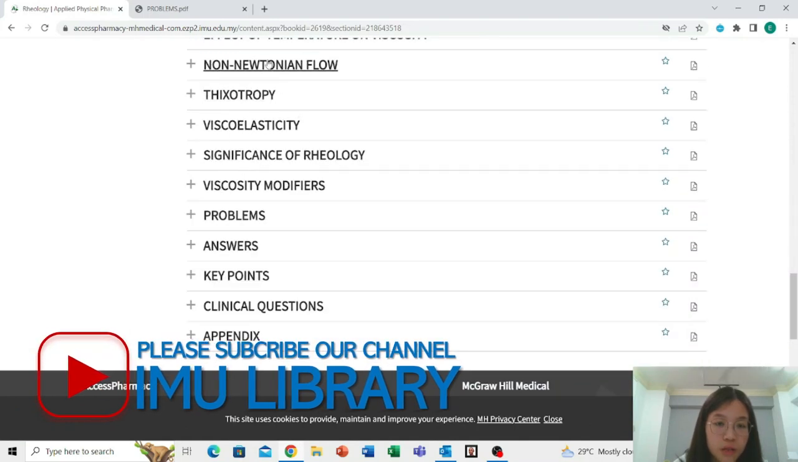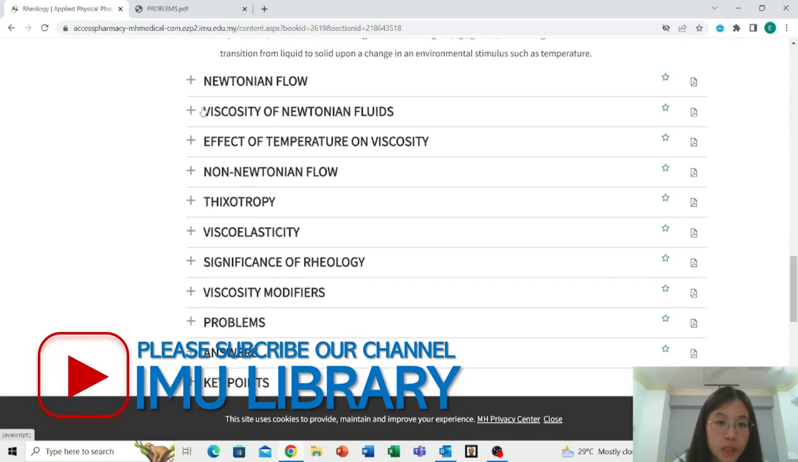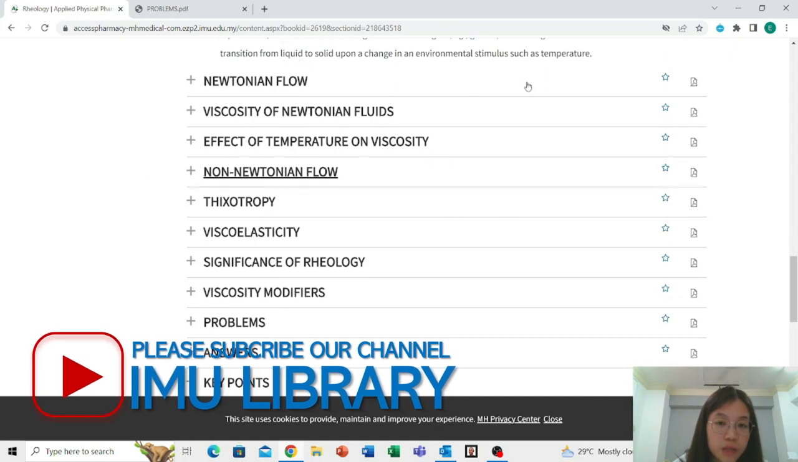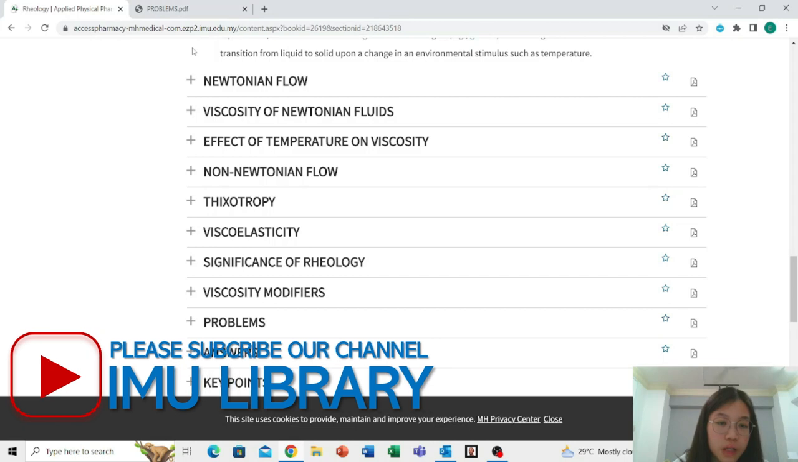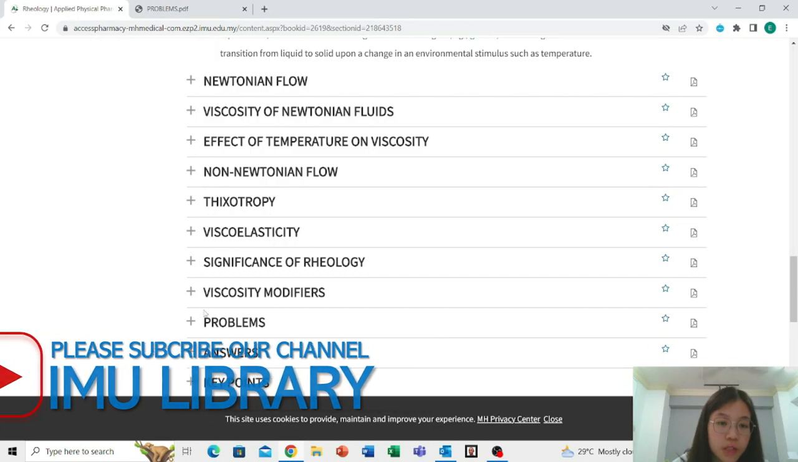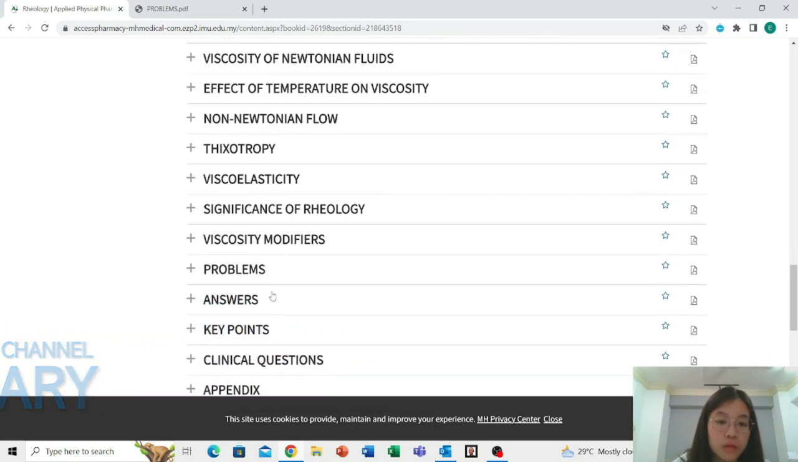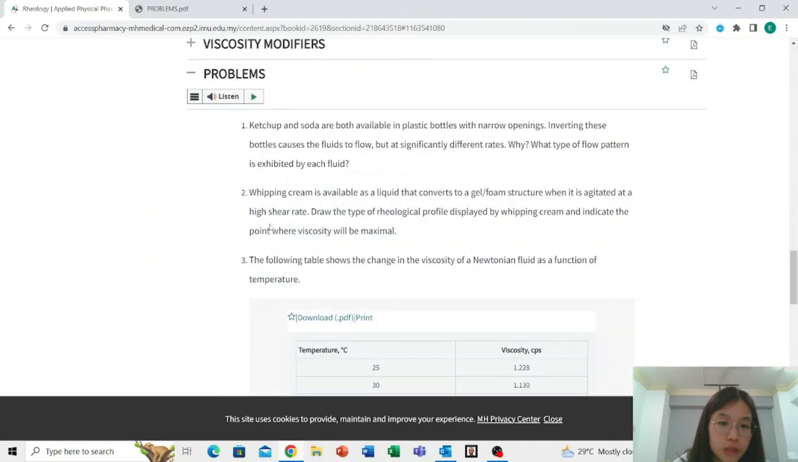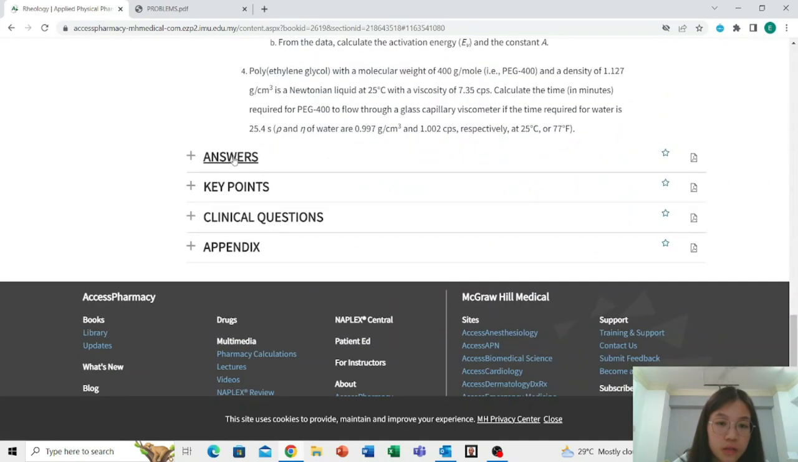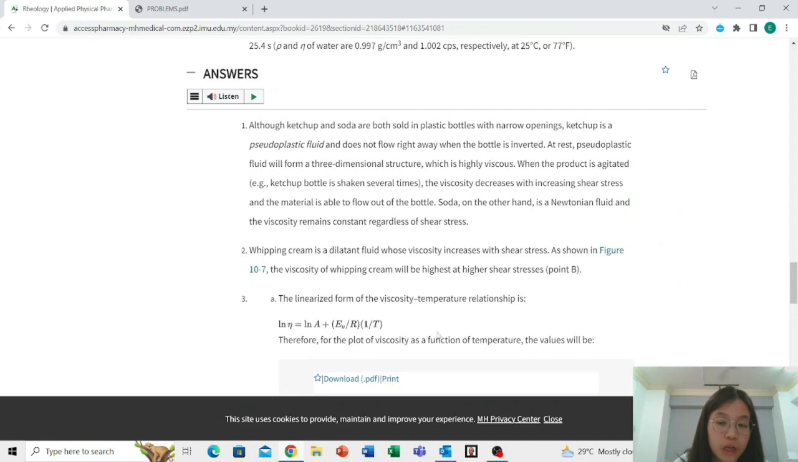Basically it covers all the rheology topics, so you can understand all of the subsections in one ebook. There are also problems and answers provided, so you can attempt them before having your exam.